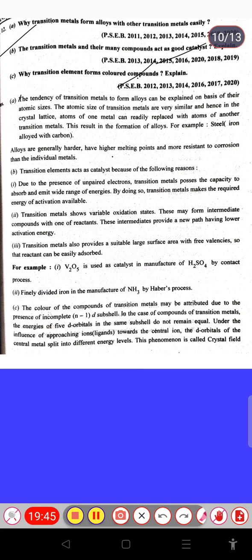the tendency of transition metals to form alloys can be explained on the basis of atomic size. The atomic sizes of transition metals are very similar, and hence in the crystal lattice the atom of one metal can readily be replaced by the atom of another transition metal. This results in the formation of alloys. For example, steel is an alloy of iron with carbon, and alloys are generally harder, with high melting point, and more resistant to corrosion than the individual metals.